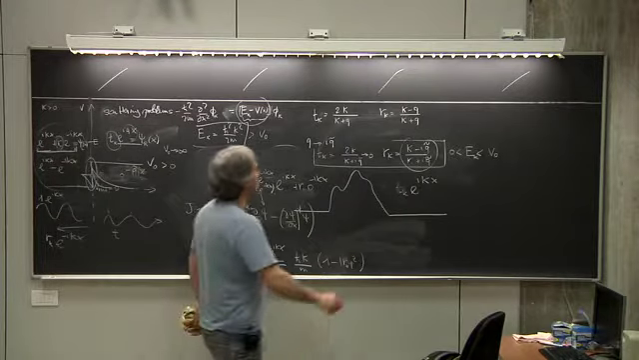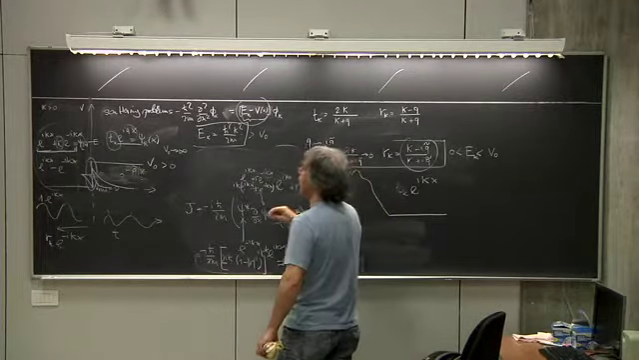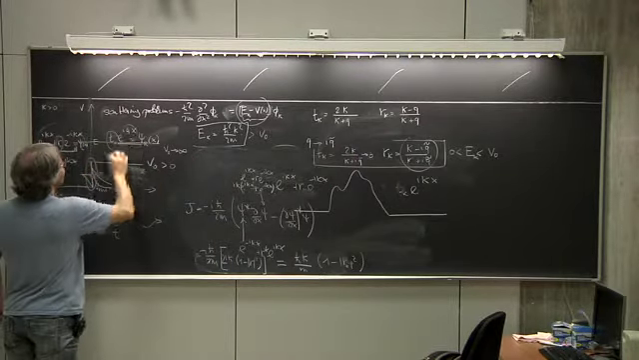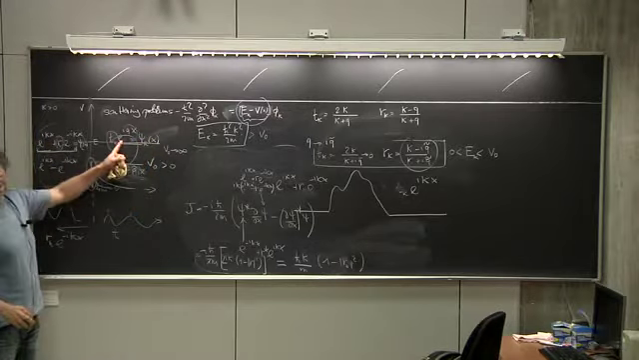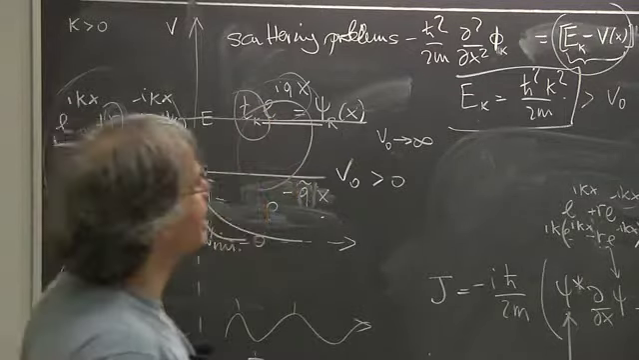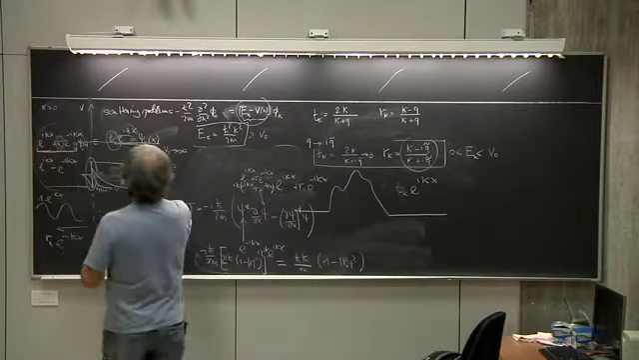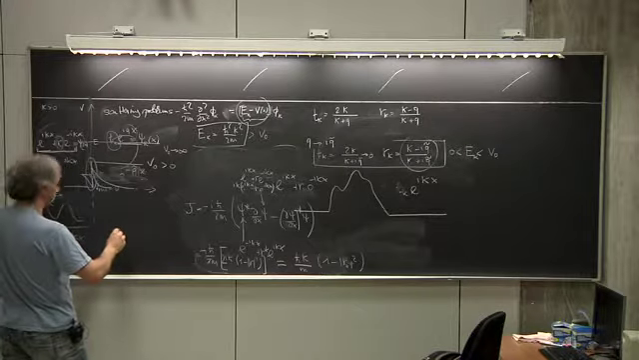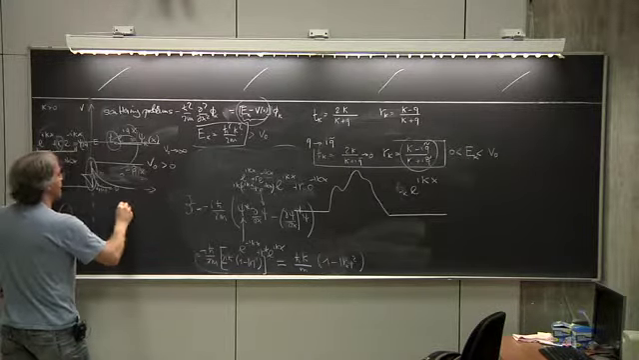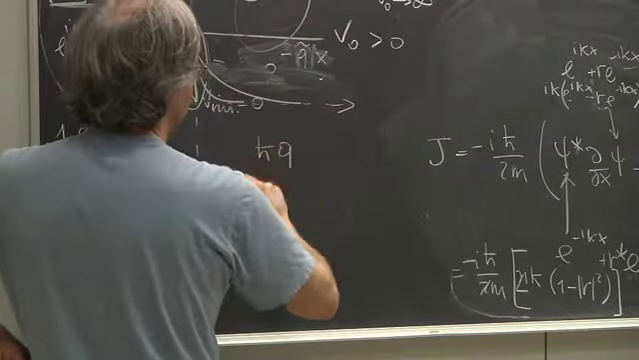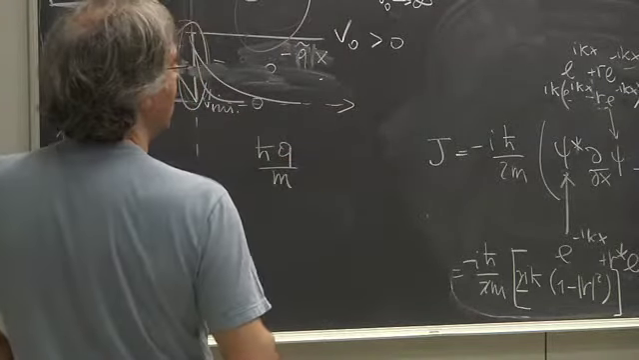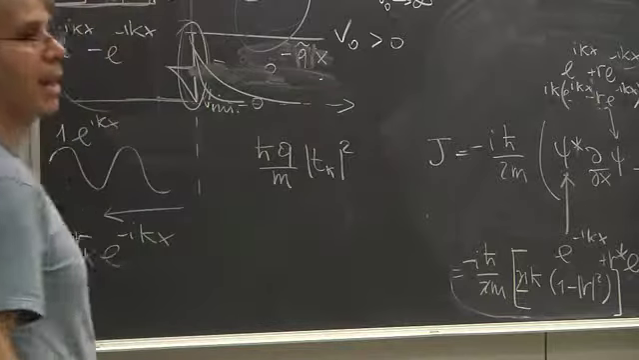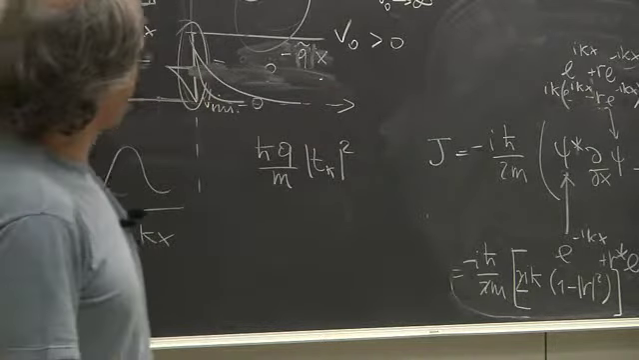All right. If you go and look now, for instance, in this case, at the current here, you can do a very similar exercise. You realize immediately that the current here on the right should be what? Tell it to me. ħq, because this is the momentum, divided by the mass, times T k modulo square. Okay?